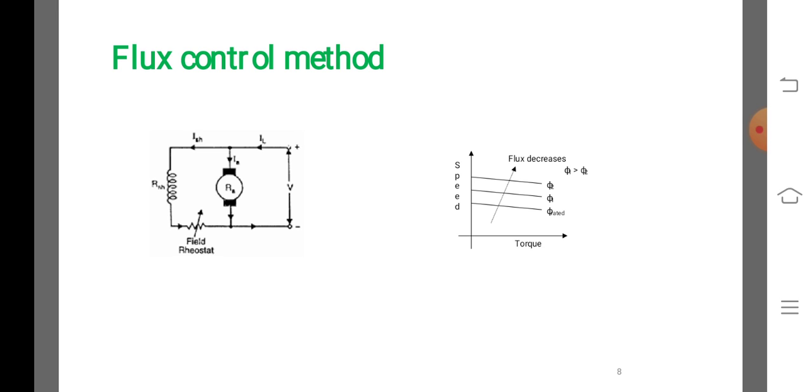The disadvantage is that only speeds higher than the normal speed can be obtained. The total field circuit resistance cannot be reduced below R_SH. And there is a limit to the maximum speed obtainable by this method, because if the flux is too much weakened, commutation becomes poorer.